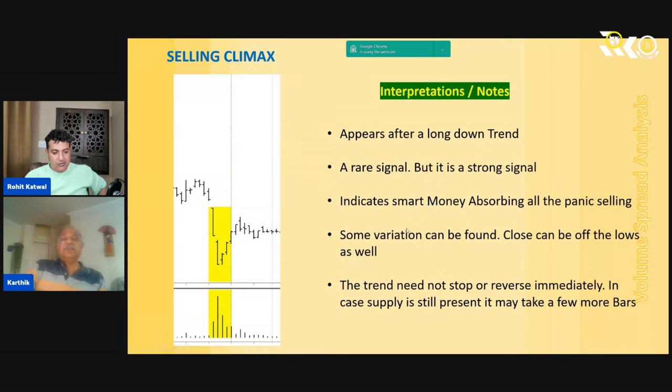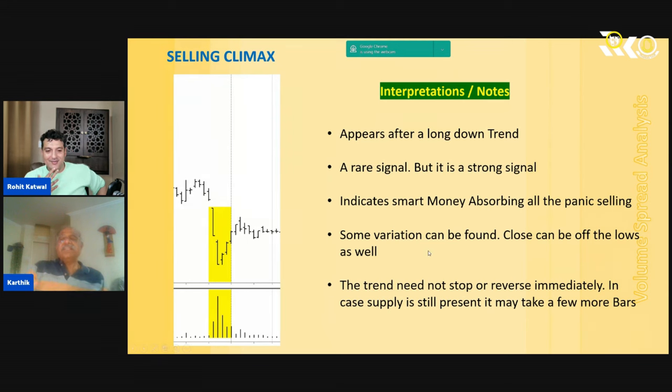It indicates smart money absorbing all the panic selling. Why is the volume very high, ultra high? Because there's a lot of selling and you see the people are there, it's being absorbed. So more and more selling comes. It's a panic selling.